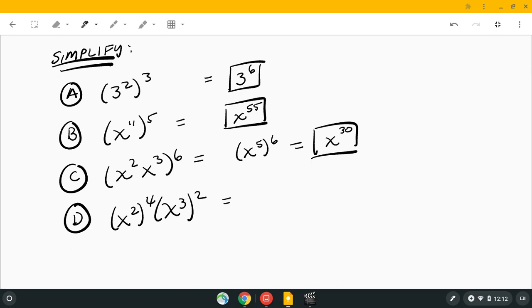And then for this one here, I'll do the first part first. Here I'll multiply, and I'll get x to the 8th. And then here I will multiply and I will get x to the sixth. Now I can use my product rule because I'm multiplying like bases. So I will add the exponents and I will get x to the 14th.